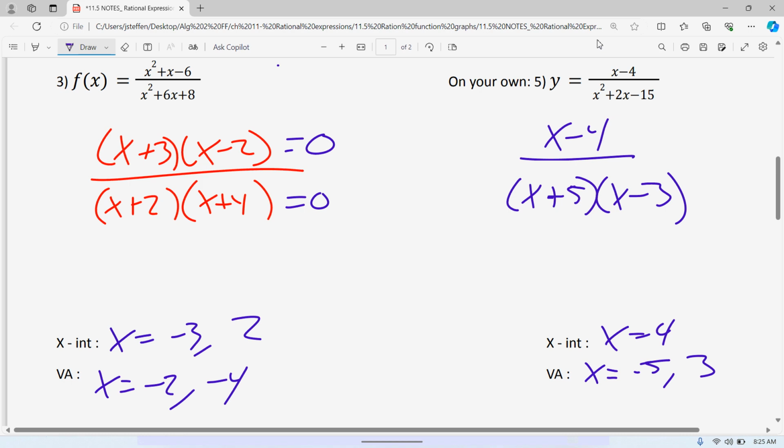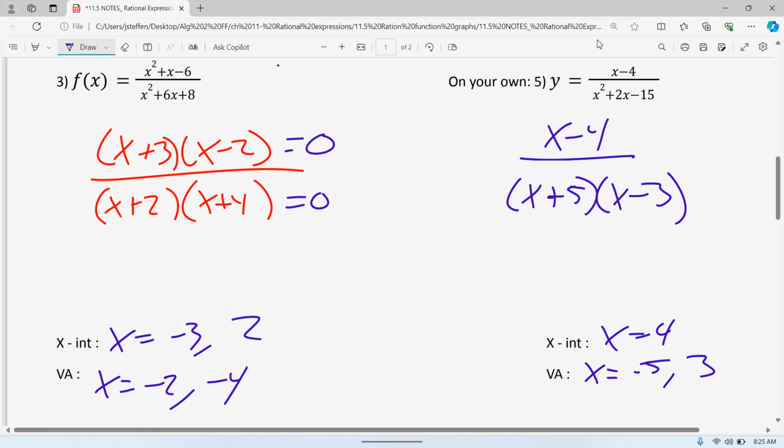All right. So that's what I got for this one. Again, factor everything you can. If you can cancel, do so. We'll talk about that in a second. That's what we're going to do next. But other than that, whatever makes your numerator 0 is your x-intercept. Whatever makes your denominator 0 is your vertical asymptotes.